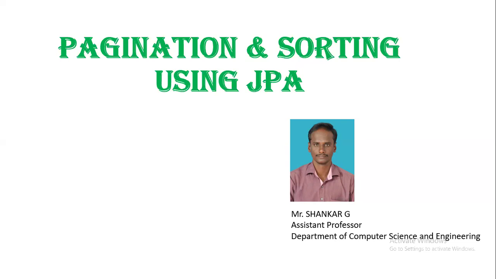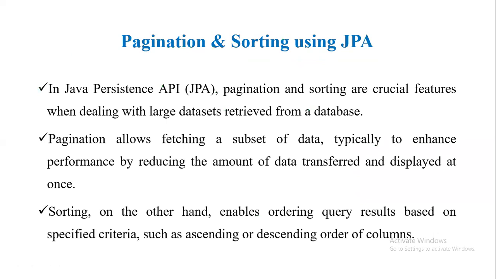Let's see about today's topic called pagination and sorting using JPA. In JPA, Java Persistence API, pagination and sorting are crucial features when dealing with large data sets retrieved from a database. When we are using a large database, which consists of very large data sets, it is very difficult to retrieve our data because the database contains a huge amount of data. In such a case, if we use pagination, we can retrieve some subset of data from the entire database.